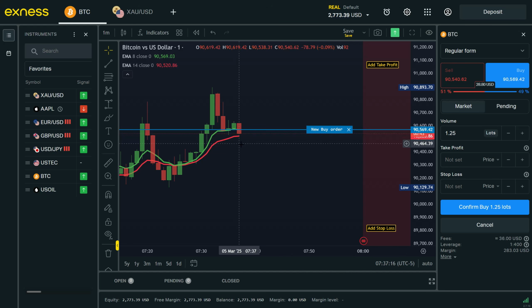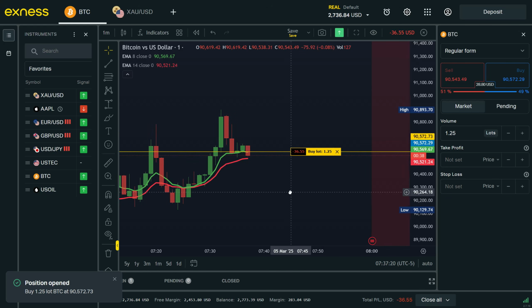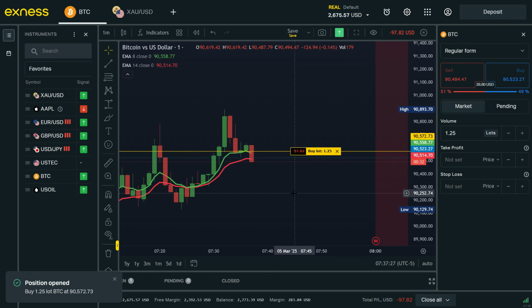To get the best possible entry, I always recommend placing trades as close as possible to the red EMA. This ensures that we're entering the trade at a strong support level in an uptrend, which reduces risk and improves our chances of a successful trade. Right now, the price is near the red EMA, confirming a solid buy setup. So based on this strategy, I'm going to place a buy trade right here and ride the trend upward.